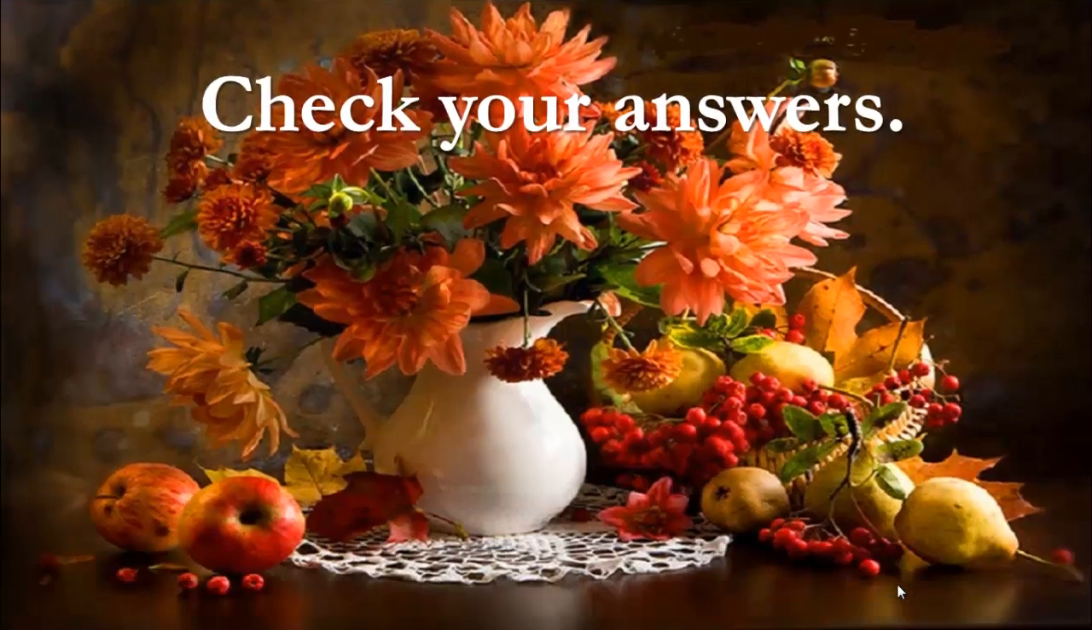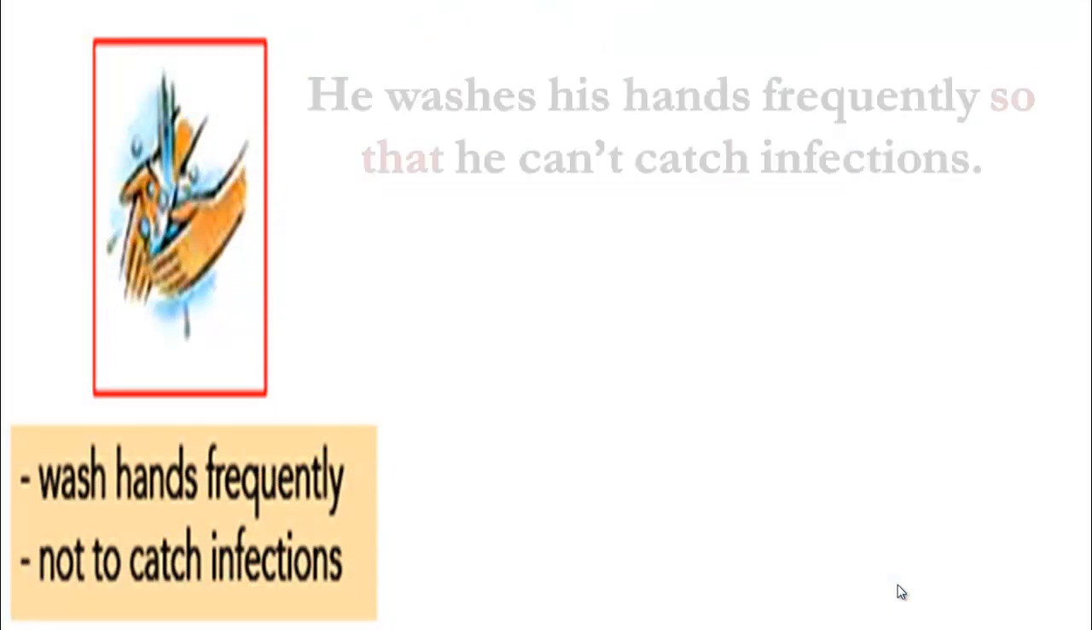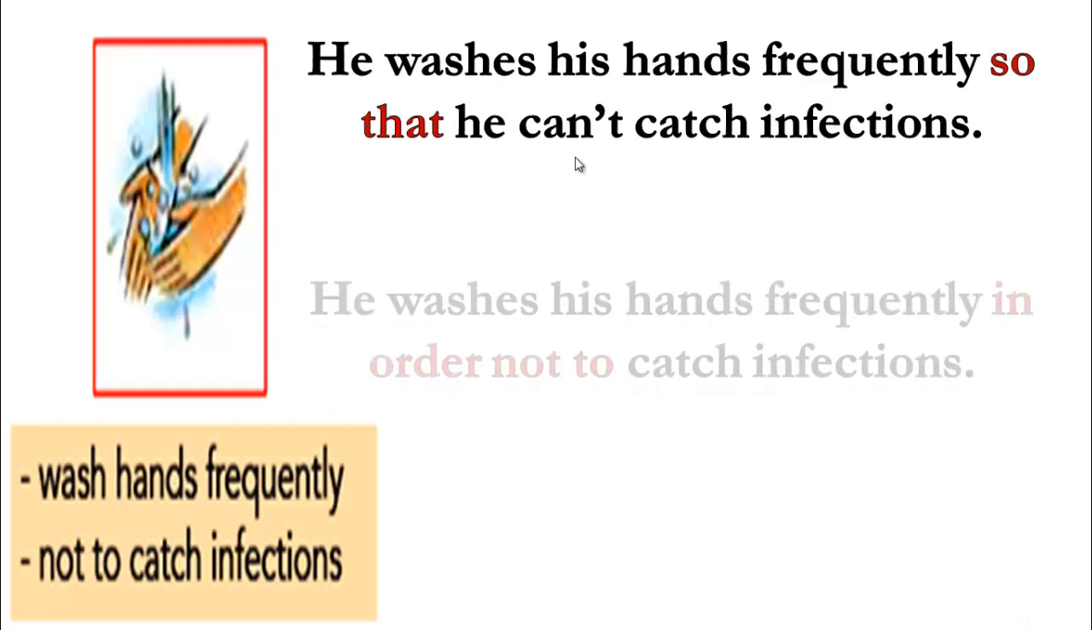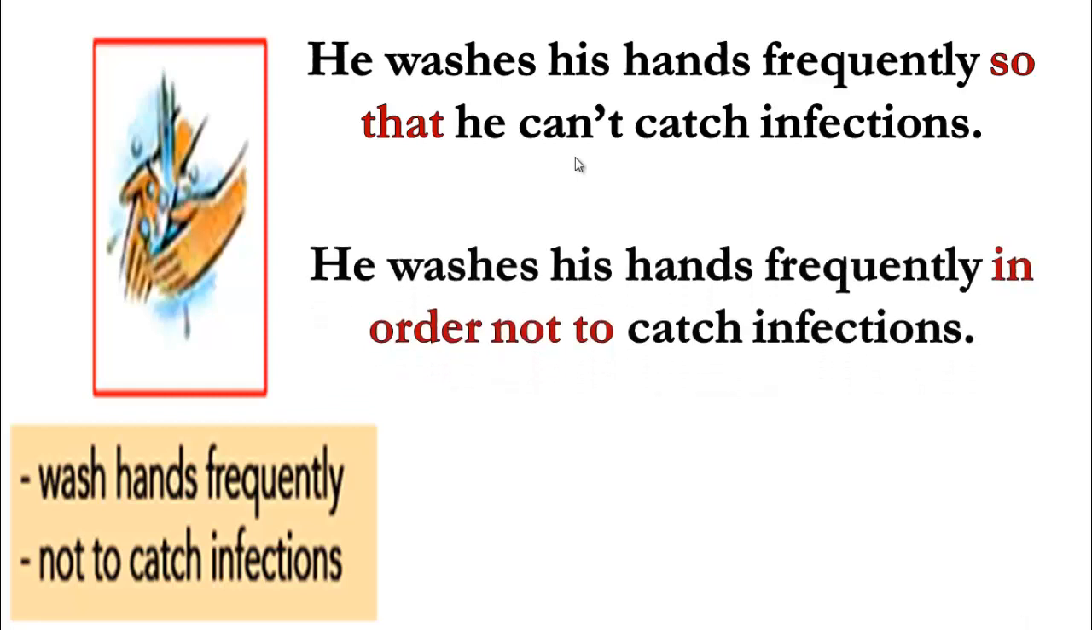Let's check the answers here. He washes his hands frequently so that he can't catch infections. So that, subject plus a modal verb plus infinitive. And this one is present, so we use what? Can't. Excellent. The same sentence if I'm going to use in order to, but in the negative form: He washes his hands frequently in order not to catch infections.